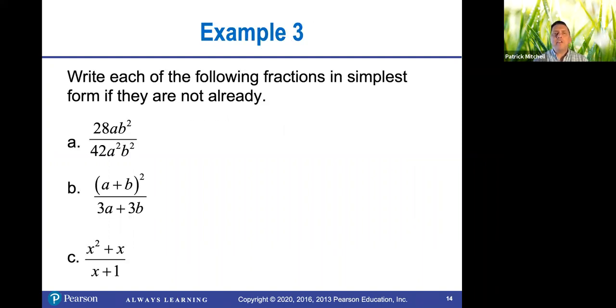So in this example, they want us to write each of the following fractions in simplest form if they're not already in simplest form. Starting with 28ab squared over 42a squared b squared. So what we're going to do is find a common factor on the top and the bottom that we can take out. And it turns out that that common factor is 14ab squared. The numerator is 2 times 14ab squared. The denominator is 3a times 14ab squared. So taking out that common factor, the simplest form of this fraction is 2 over 3a.